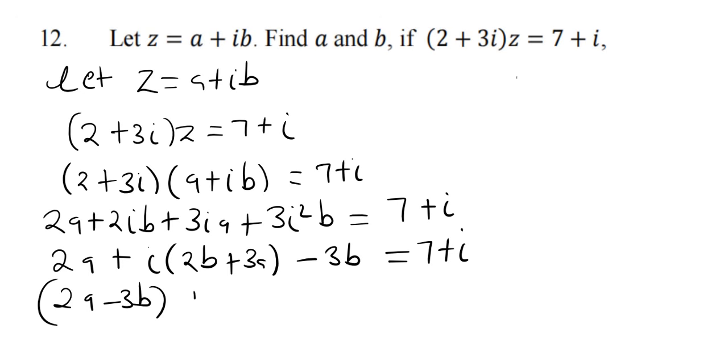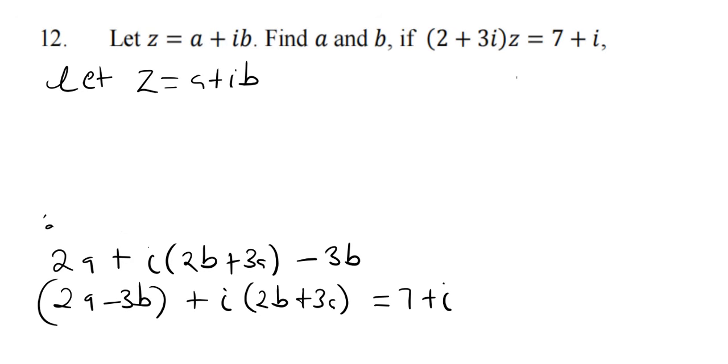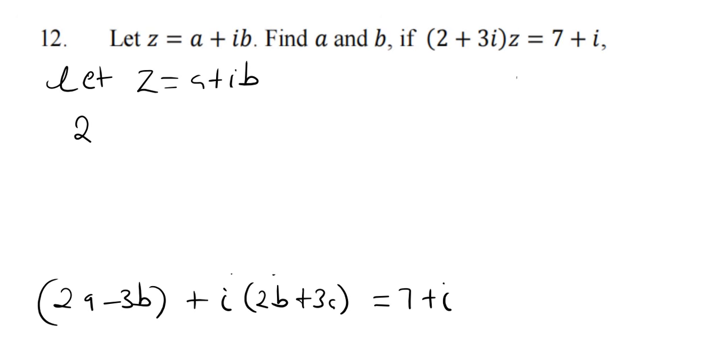Then the one with i is going to also be alone, which is 2b plus 3a equals 7 plus i. So that is what we have for now. We can just rub this part and use it for solving. Okay, so now what do we do? Let's now equate. We are going to have 2a minus 3b equals, actually it's 7. So this is 7.